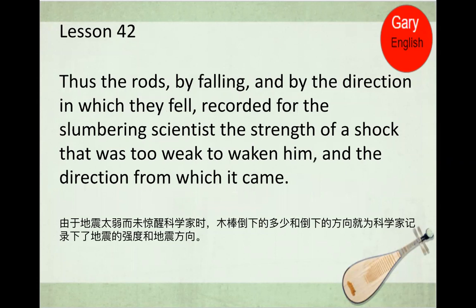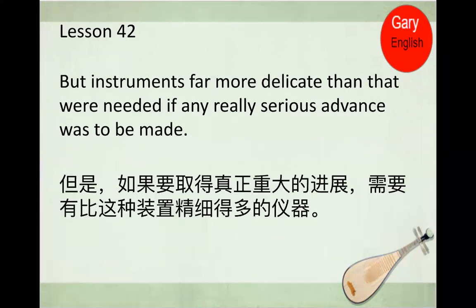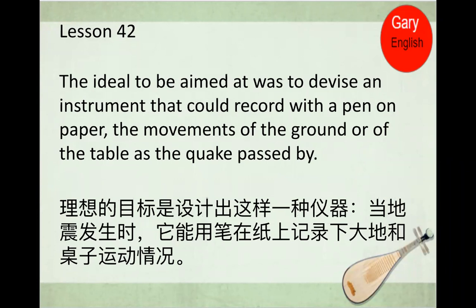Thus the rods, by falling, and by the direction in which they fell, recorded for the slumbering scientist the strength of a shock that was too weak to waken him, and the direction from which it came. But instruments far more delicate than that were needed if any really serious advance was to be made. The ideal to be aimed at was to devise an instrument that could record with a pen on paper the movements of the ground or of the table as the quake passed by.